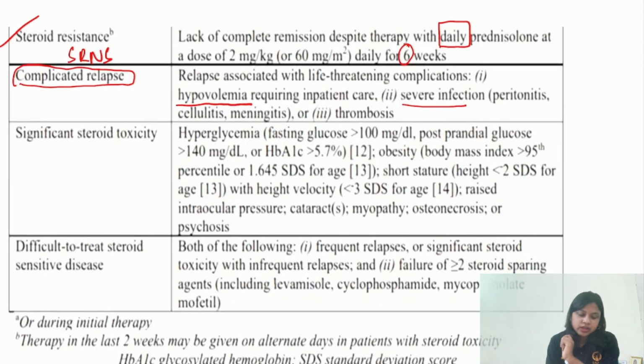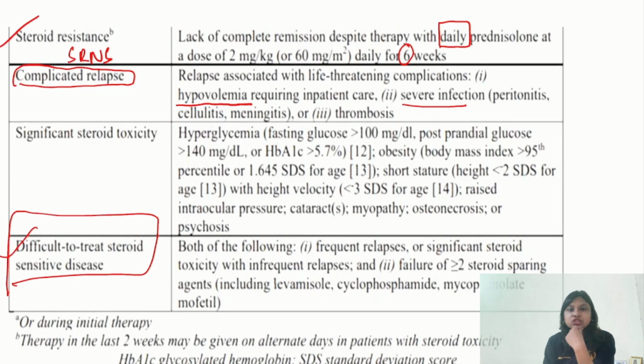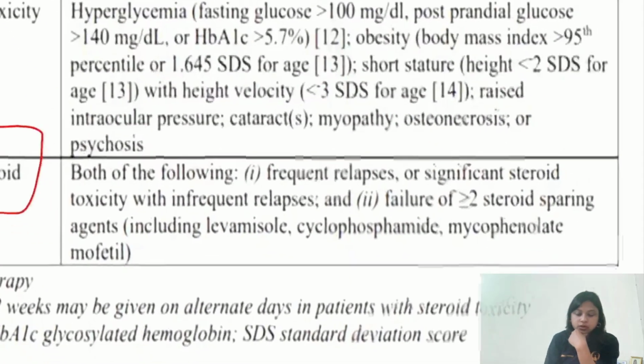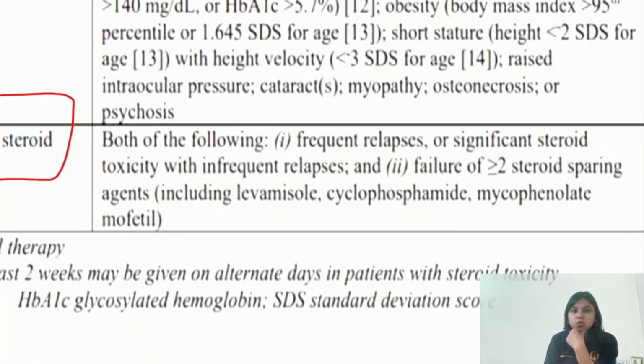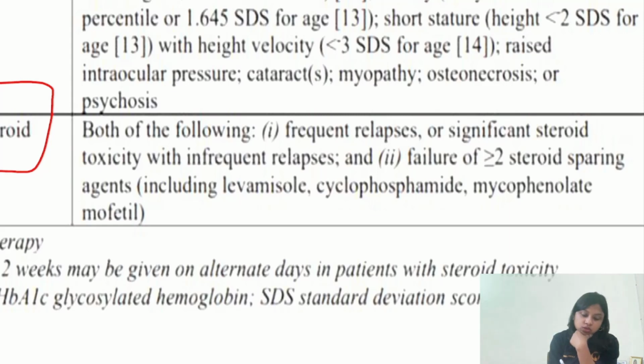Now this is a new entity, difficult to treat steroid sensitive disease. You can get this definition in your INICET paper. So difficult to treat is both of the following. See, it is both, again important. FRNS or significant steroid toxicity with infrequent relapses, and it is not or, दोनों साथ में रहना है.